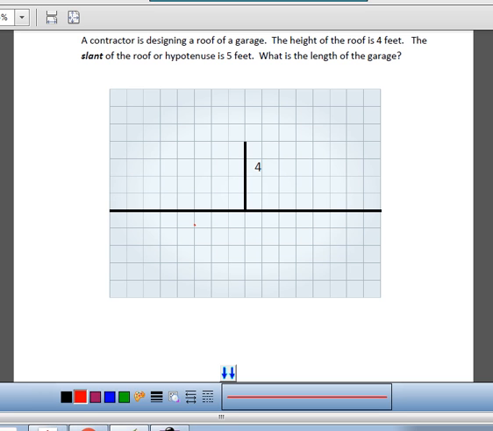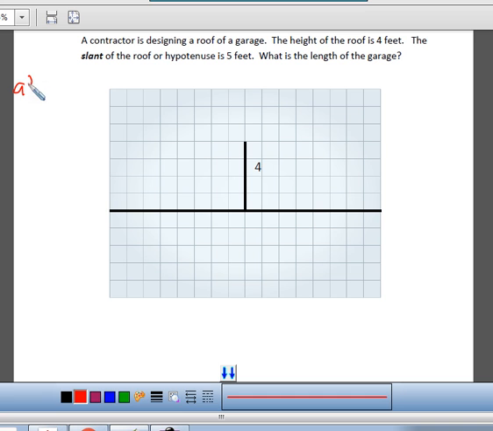Here, they have already done the job of identifying the height for us, which is right here, and we know that that's 4 feet. If the hypotenuse is 5 feet, now that means that's going to be a line extending this way or a line extending this way. Think about what a roof looks like. That's going to be 5 feet. So we want to find the length of the garage. That's this distance down here, whatever it may be. Now, if the hypotenuse is 5 feet and one of the legs is 4 feet, hopefully you know what that is telling us.